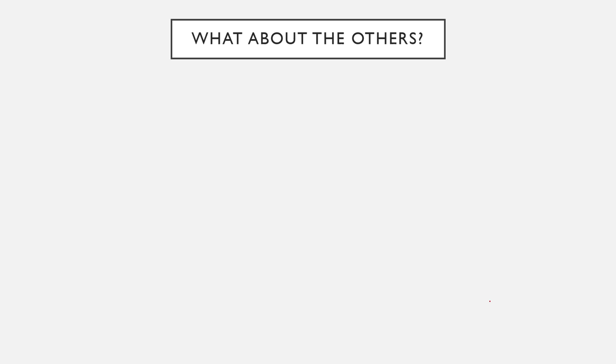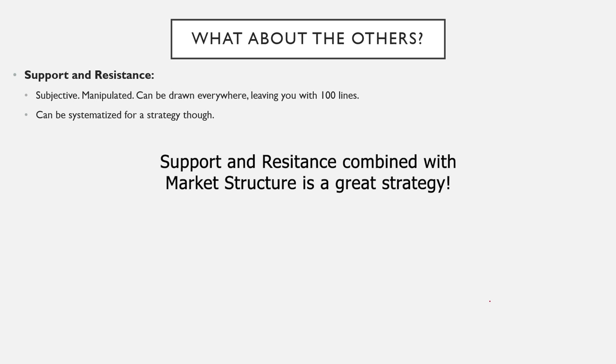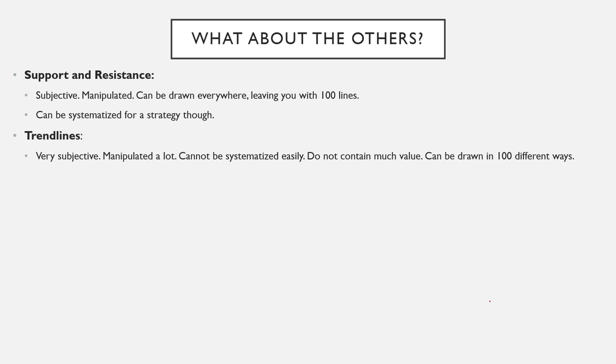There are some other things you might ask me about. What about support and resistance? I think this is subjective. It's manipulated. It can be drawn everywhere, leaving you with 100 lines, and you don't know which line to trade, right? It can be systematized for a strategy. Once again, a basic support and resistance strategy that you execute over and over again is going to work long term, okay? If you combine it also with market structure. Trend lines, I hate trend lines. Very subjective, they're manipulated a lot. They cannot be systematized, because you can draw one time frame in 100 different ways, right?